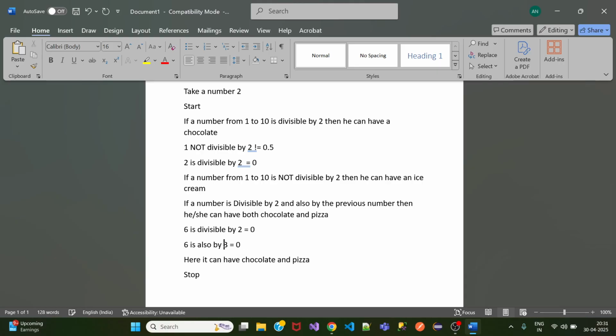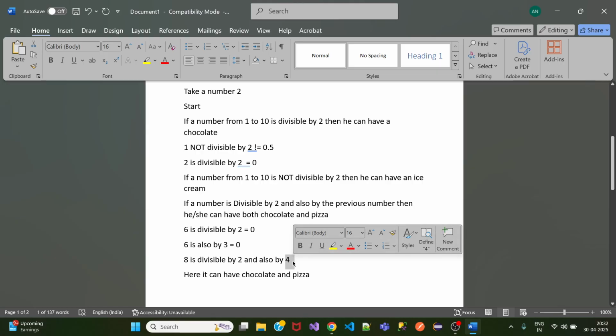So if you say there's another example like 8. 8 is divisible by 2, and also by 4, but not 3. So we need to check this. But this is not the previous number, because the previous number is... now we have completed 4, right? 4 we would have checked, right?